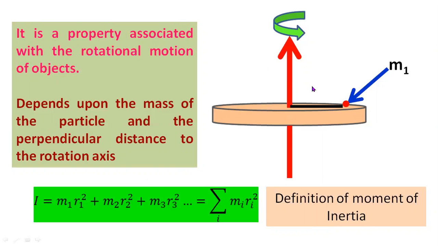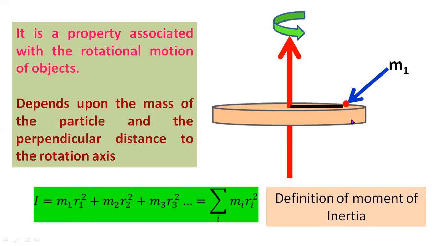The formula for determination is this: let us consider one particle on the disk which has a mass m1, and the distance from the rotational axis, the perpendicular distance, is r1. If you multiply the mass of the particle and the square of the distance, this quantity is known as the rotational moment of inertia.